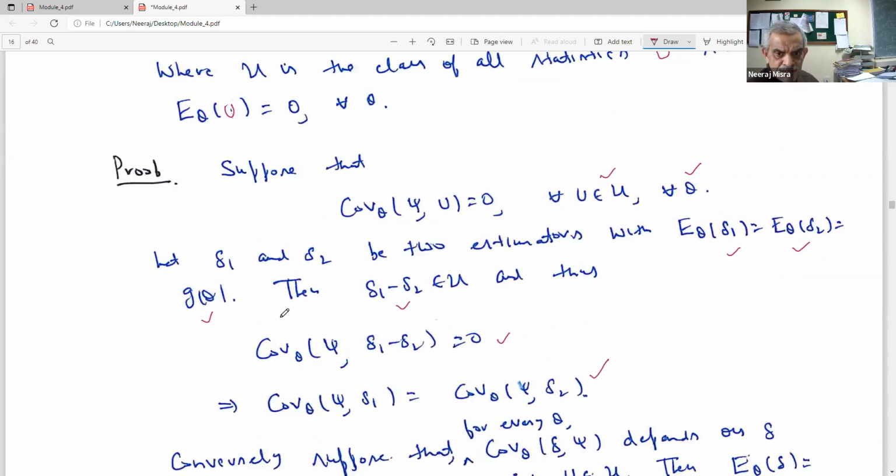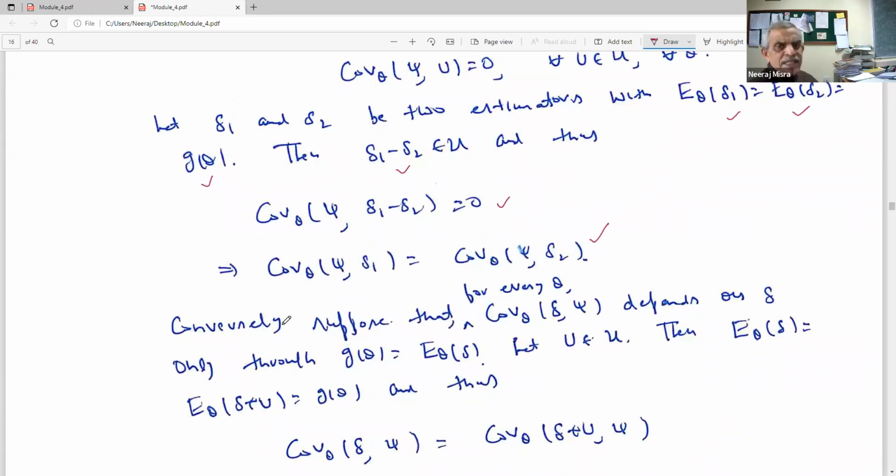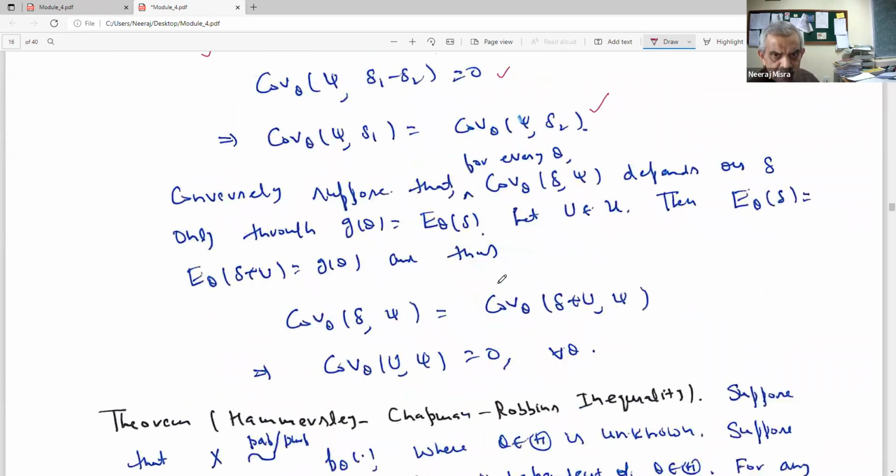The expected value is the same, which is the same as g(theta). Now let's look at the converse part. Conversely, suppose that for every theta belonging to Theta, the covariance of delta and psi depends on delta only through its expected value. Then what do I have to show? I have to show that the covariance of psi and u would be zero for any unbiased estimator u of zero. So let us consider any unbiased estimator of zero, and we want to show that the covariance of psi and u is zero.